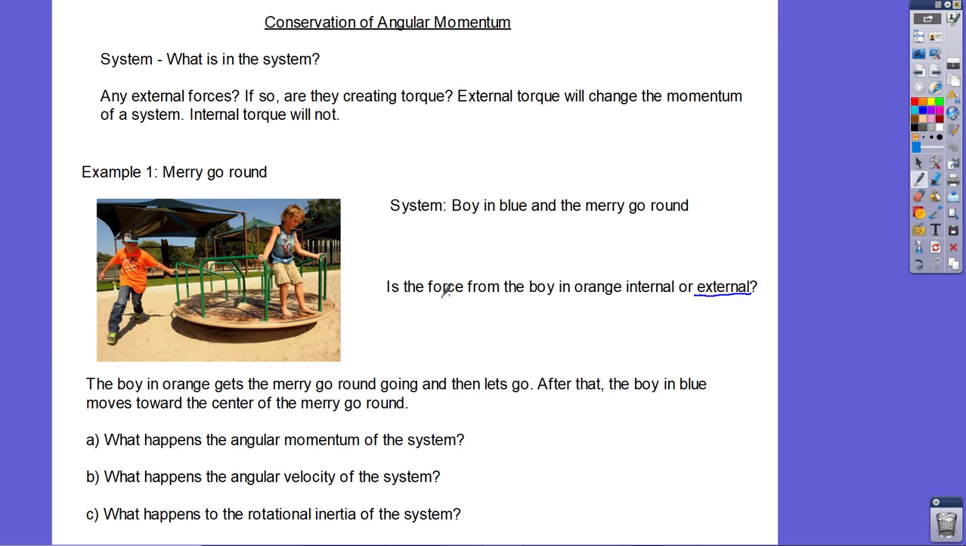So the force from the orange boy is going to produce torque and increase the angular momentum of the system.